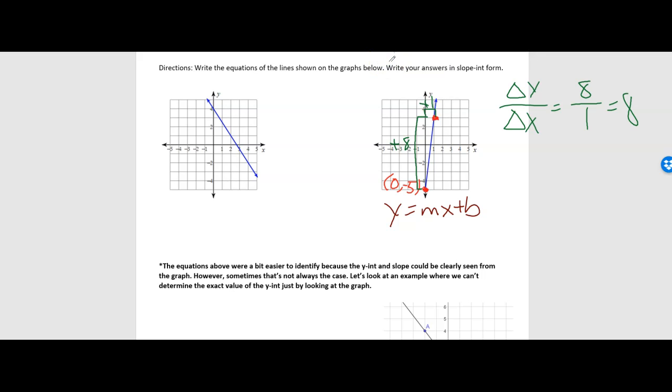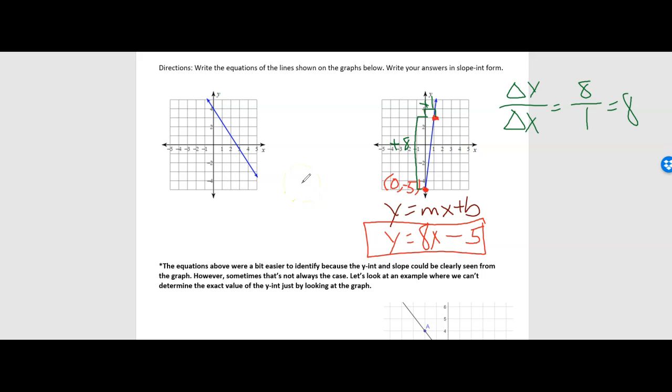So my y-intercept was -5. My slope is 8, so I get y equals 8x minus 5. Let's put those a little closer together. Y equals 8x minus 5. Okay, let's move on.